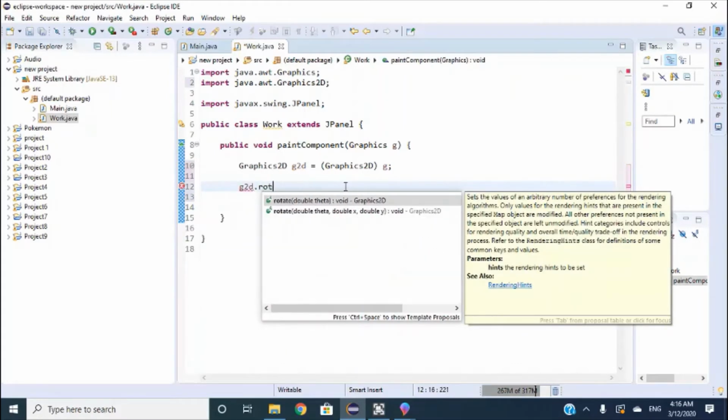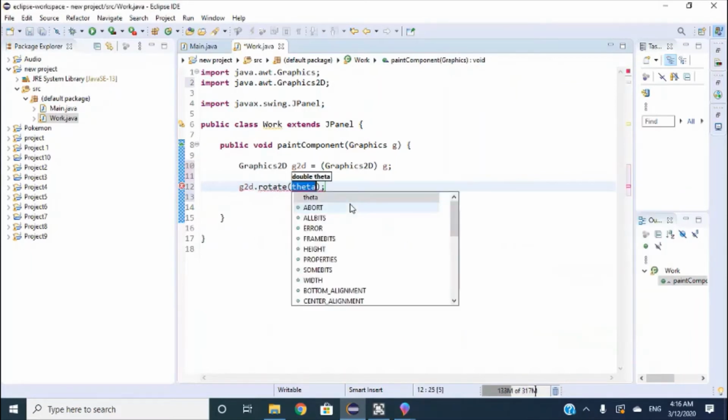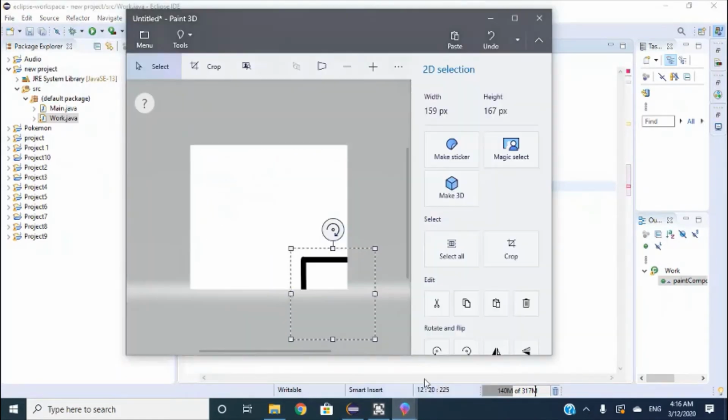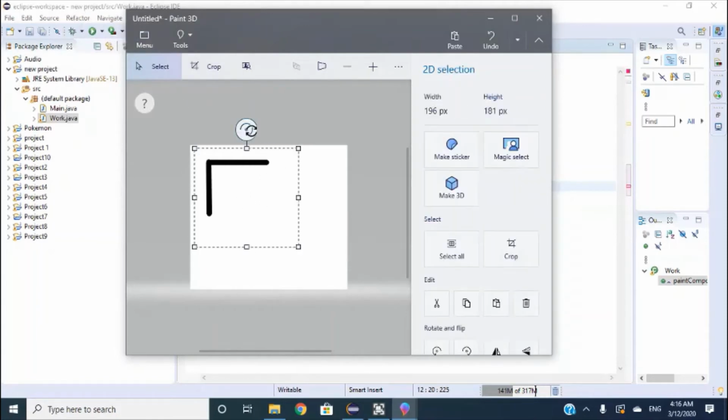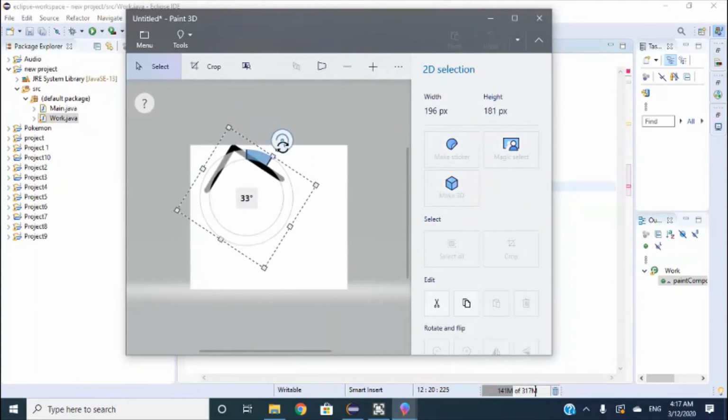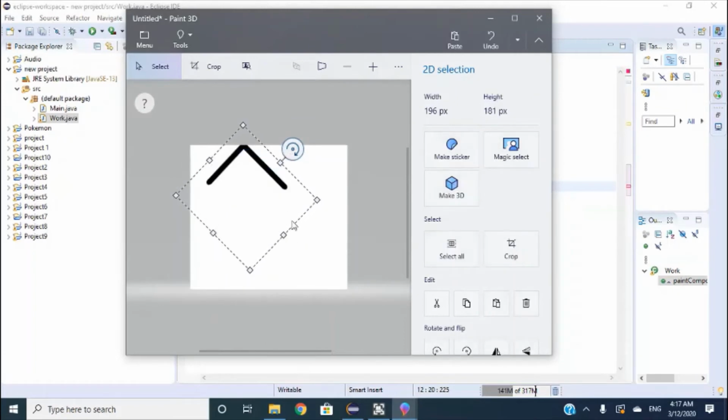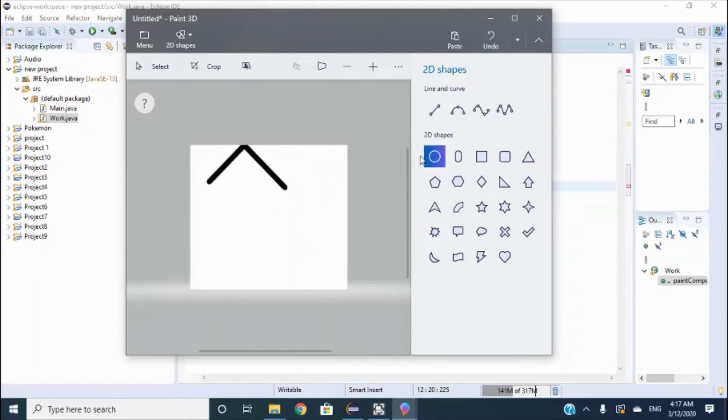Now g2d.rotate. Now we have the rotate method. It takes a parameter called theta, which is the angle that we want to rotate by. Now, if this were our axis, what the rotate method does is it rotates the entire axis like this. If we were to rotate it by 45 degrees, the new axis would look like this.